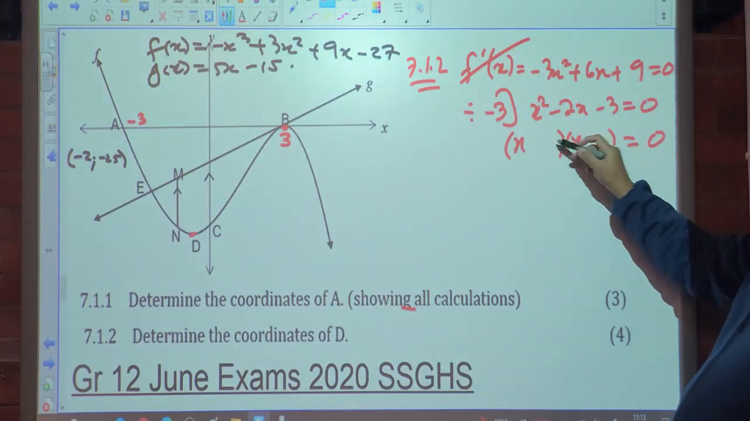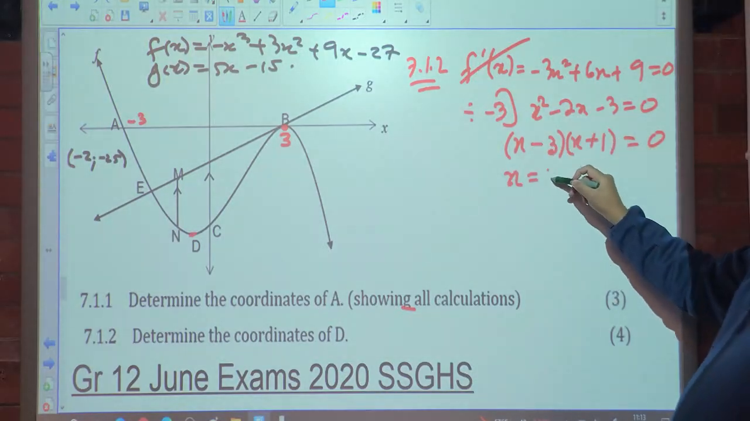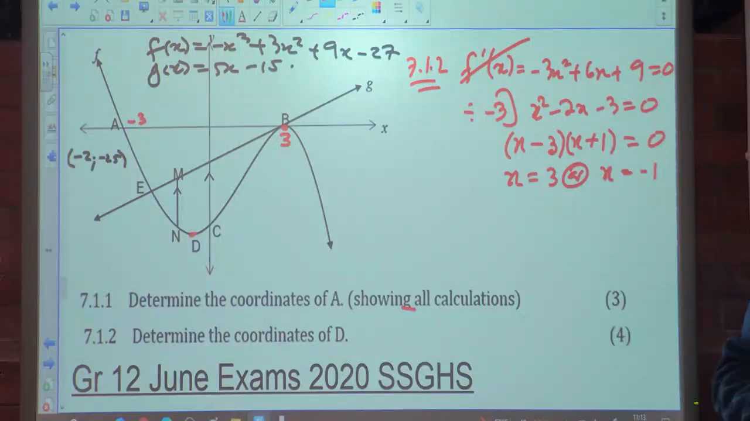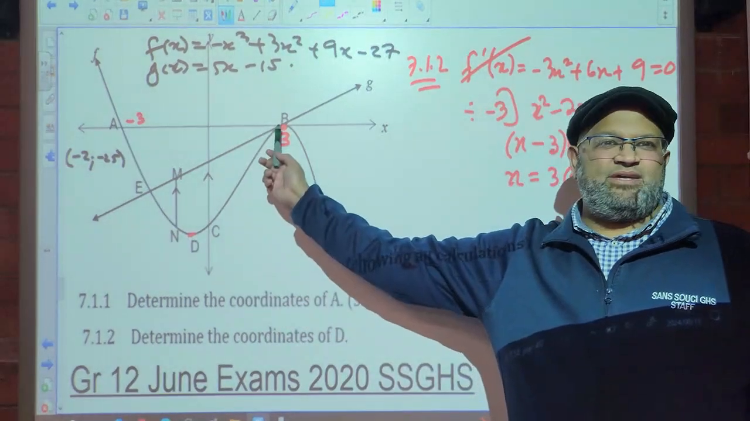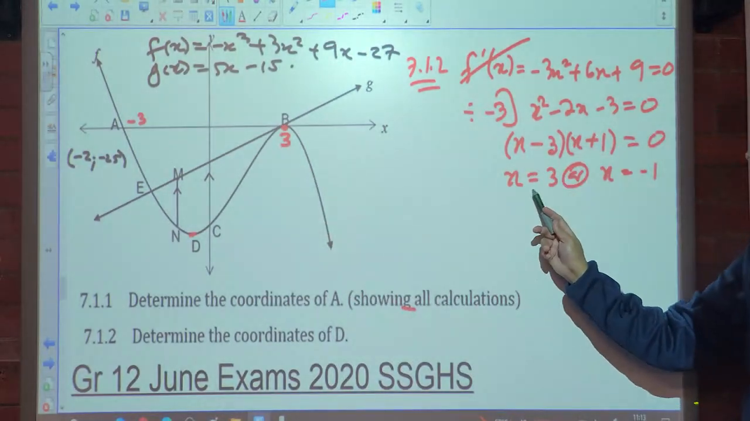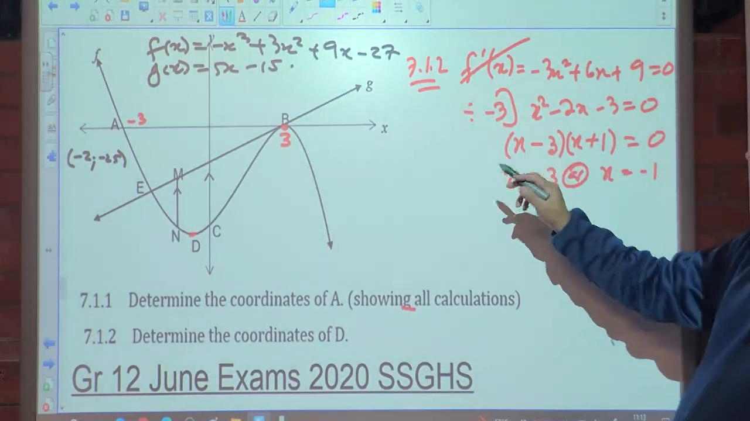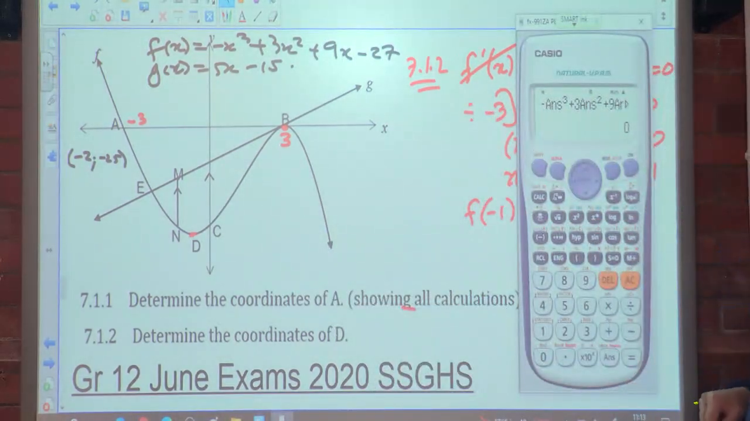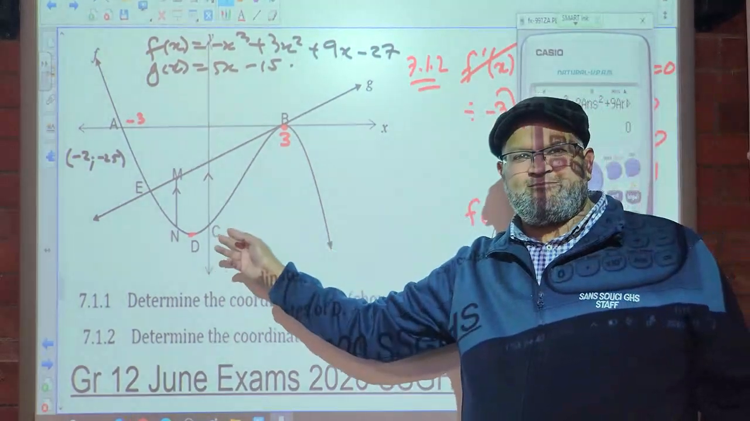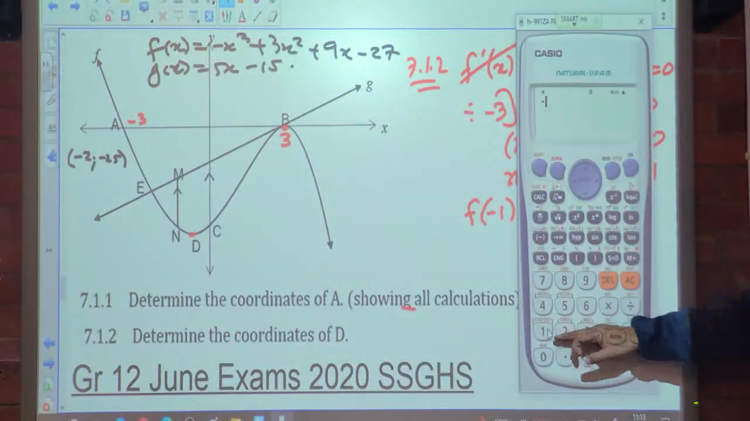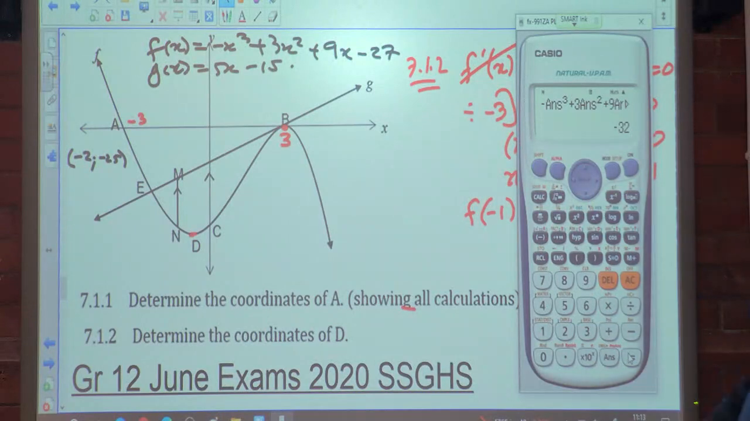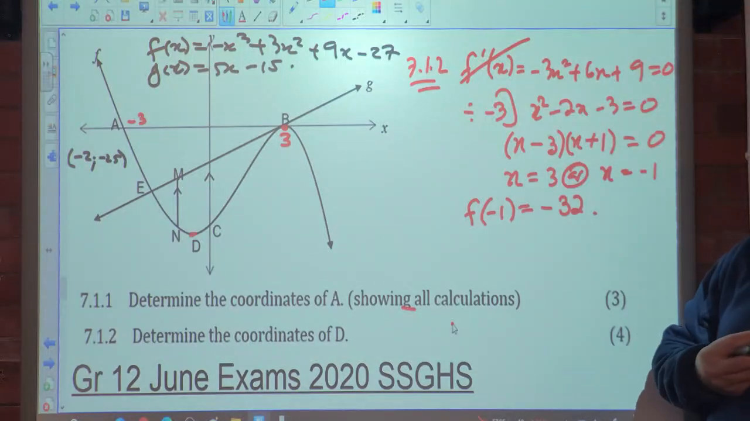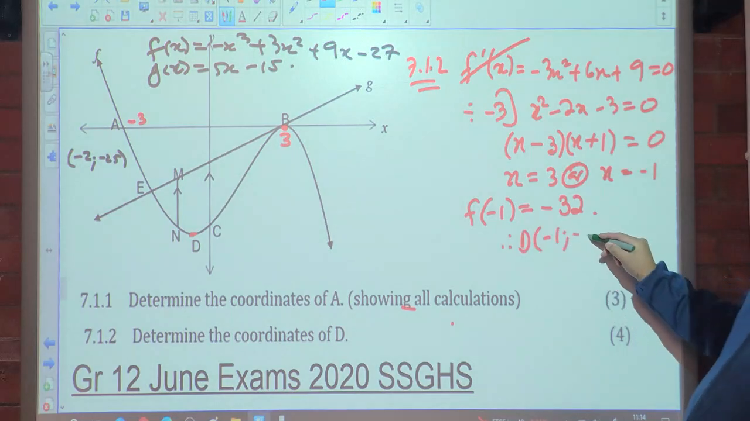Factorize the trinomial, x and x, 3 and 1, minus plus, x equal to 3 or x equal to negative 1. Why do I get 2 solutions? There's 2 turning points, point D and point B, which explains that 3 again. Can you see that? So the D is negative 1. What do I do with that? Sub it into the original function. So f of negative 1 equals, should be lower than negative 27 here. Can you see that? Why? Because that's lower than the C. Negative 1 gives me an answer of negative 32. Have I answered the question? No. Therefore D is negative 1 and negative 32.